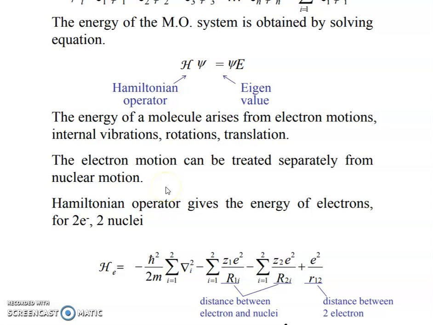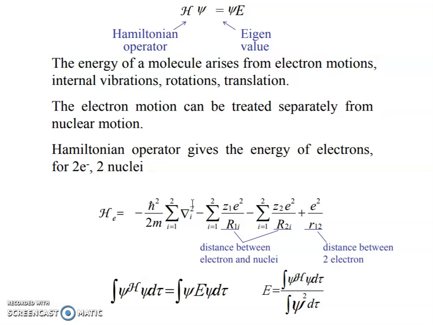The electron motion can be treated separately from the nuclear motions. So we have the electron motions and nuclear motions. So the Hamiltonian operator gives the energy of electrons for 2 electrons and 2 nuclei.